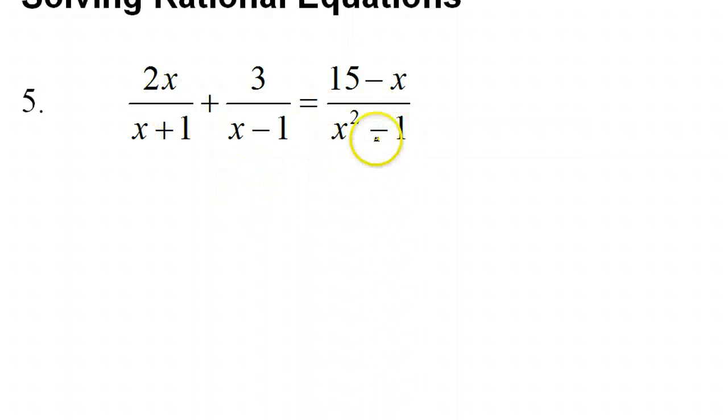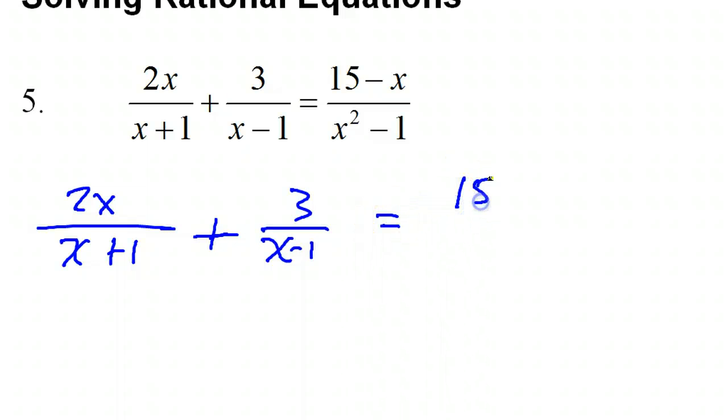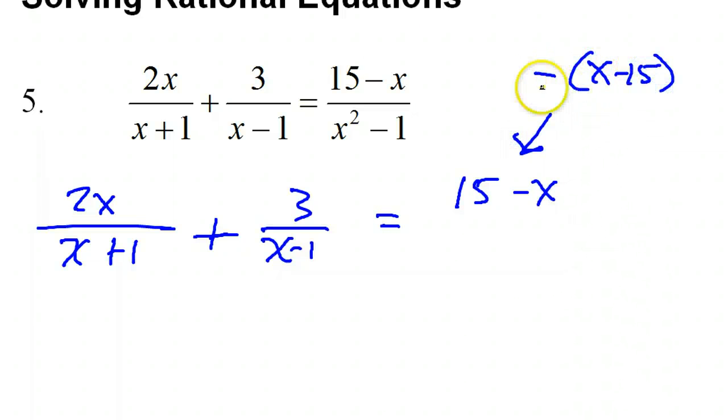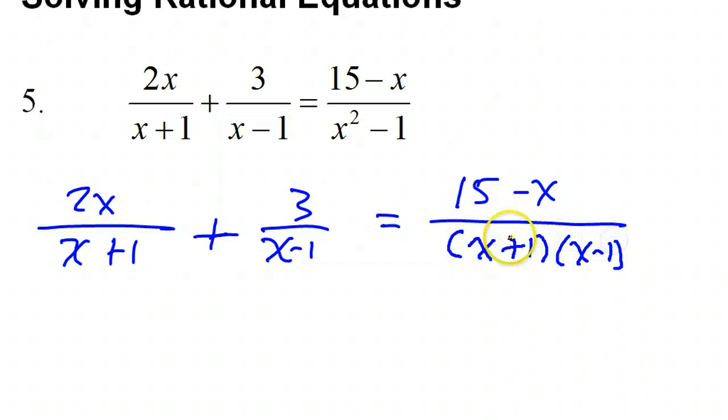We definitely need to factor this, so that's going to give us 2x over x plus 1 plus 3 over x minus 1 equals 15 minus x. And yes, if I wanted to, I could write that as negative x minus 15. Remember that? But we don't need to do that on a problem like this because we're just going to wind up combining like terms anyway. But this is going to be x plus 1 times x minus 1.